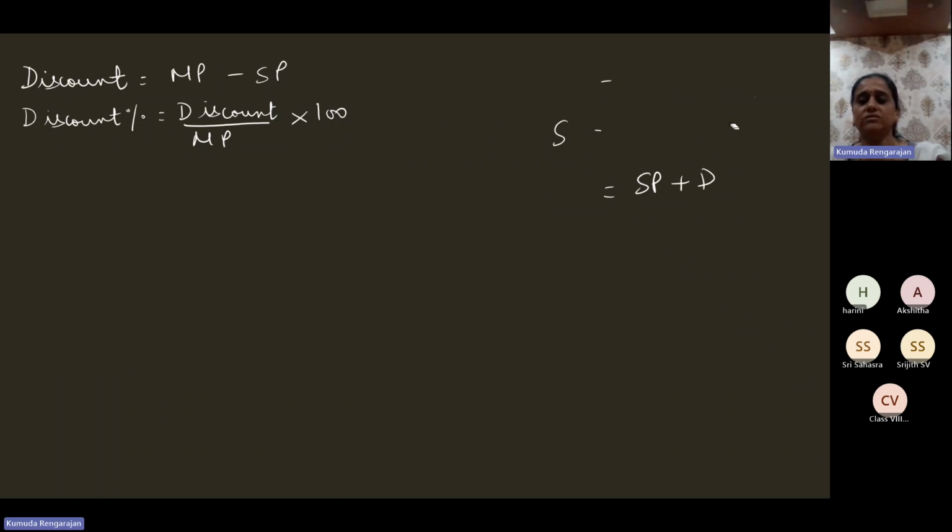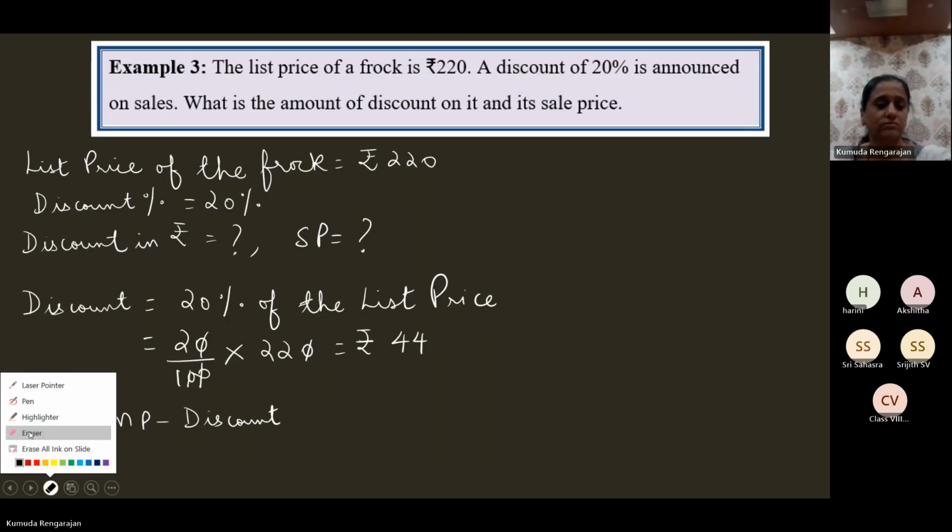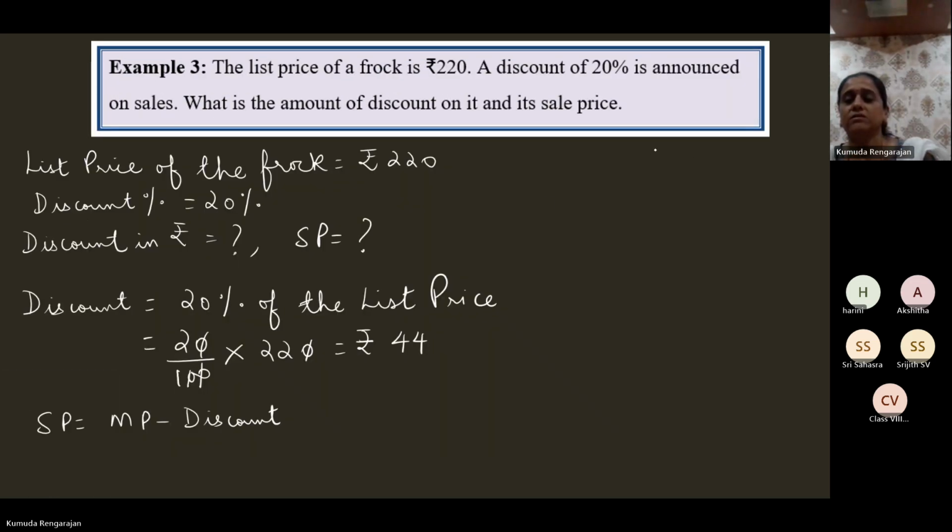Let's write that here. So we have discount is equal to mark price minus selling price. When you transpose, selling price is equal to mark price minus discount. And mark price, what is mark price? Discount minus SP on the other side will become plus SP. So mark price is equal to discount plus SP, or SP plus discount.